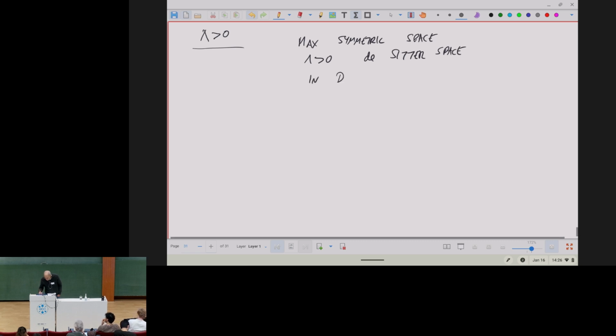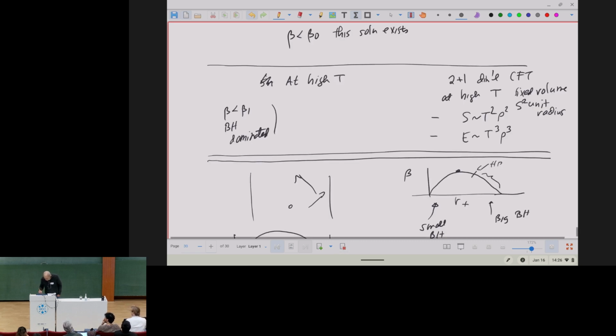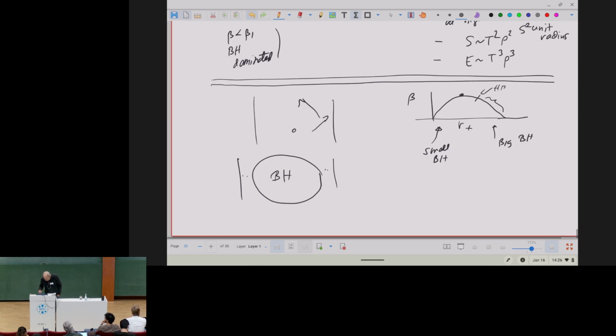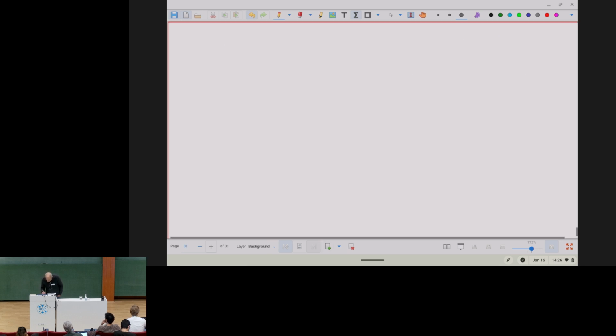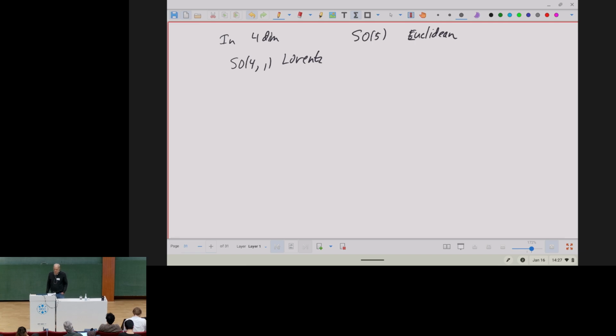So in d dimensions, well, what did I do? Okay. We'll just do it in 4 dimensions. In 4 dimensions, the symmetry is SO(4,1) in Lorentz signature. It'll be SO(5) in Euclidean signature, which we'll get to in a bit. But starting in Lorentz signature, the metric can be written in a variety of ways, which exhibit different aspects of the geometry.